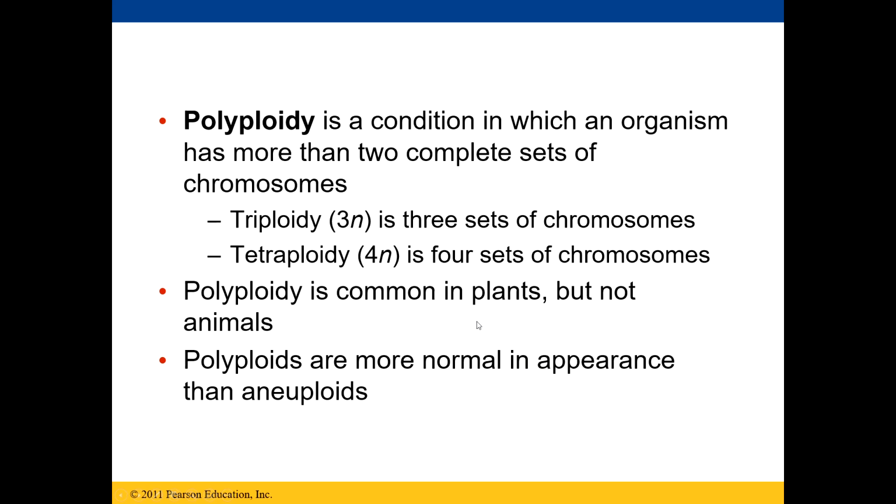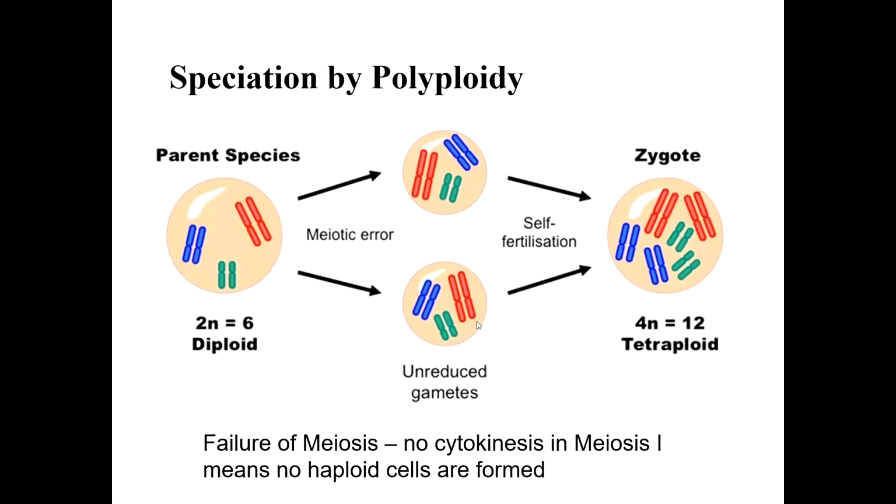Once again, this is common in plants, but it doesn't work in animals. And what happens in plants, and you can see how this works here, is essentially there's no cytokinesis. So when the cells are supposed to divide during meiosis, they fail. The cytoplasm fails to separate, and all the chromosomes end up in one zygote, as you see here. The original number was 6, so the haploid gamete should have had 3, but instead they have 6. After fertilization, now you have 6 and 6, which is 12.